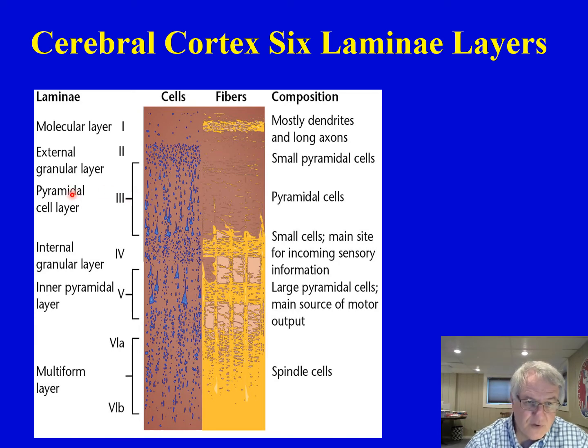Then we have what's called the pyramidal cell layer that you see right here, principally pyramidal cells. Then the internal granular layer that you see right here. These are relatively small cells. Then the interpyramidal layer that you see right here. These are large pyramidal cells. And then what's called the multiform layer in which you see principally spindle cells.